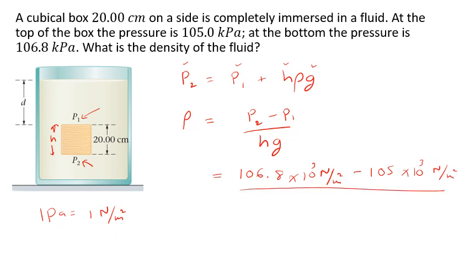h is the 20 centimeter value, and if you convert that into meters, that is 0.2 meters, multiplied by g, 9.81 meters per second squared. You can simplify this and then you get the answer. It will be 920 kilograms per cubic meter. So 920 kilograms per cubic meter is the density of the liquid that you are using here.